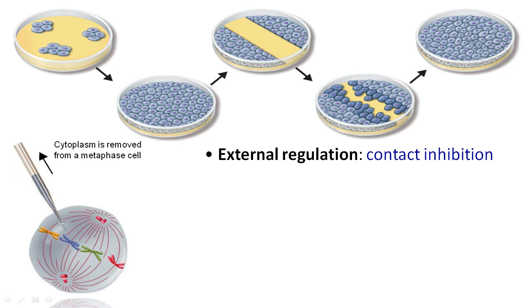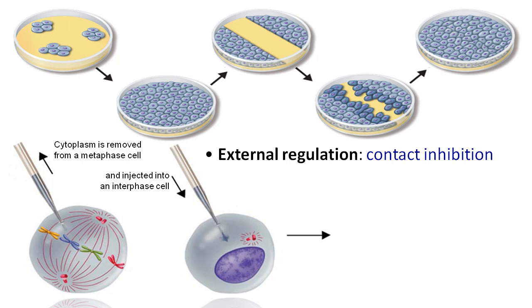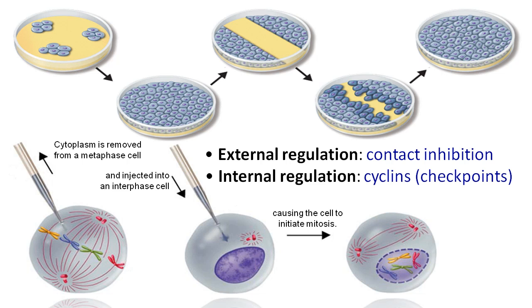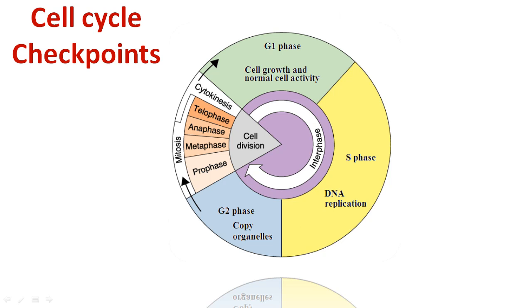But a second experiment, one that involved removing cytoplasm from a cell in metaphase, really changes this perspective, because that cytoplasm was then injected into a different cell that was in interphase, and with that injection, the cell began to initiate a new mitotic process. So in this case, we see that the cell cycle is controlled by internal controls, or internal regulation, and this is by protein compounds referred to as cyclins, and they control checkpoints along the cell cycle. There are three checkpoints we're most interested in.